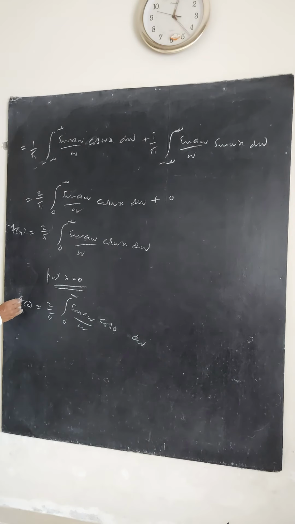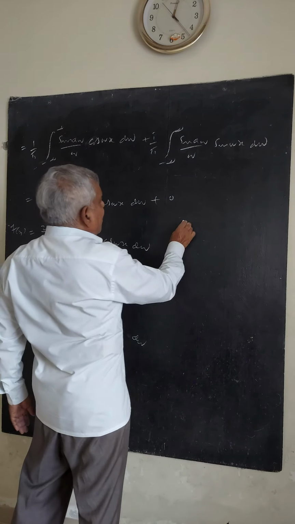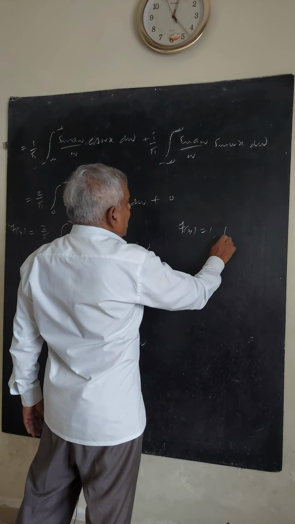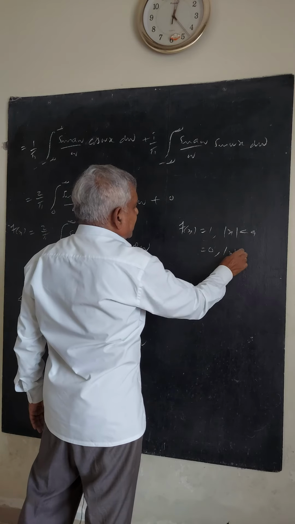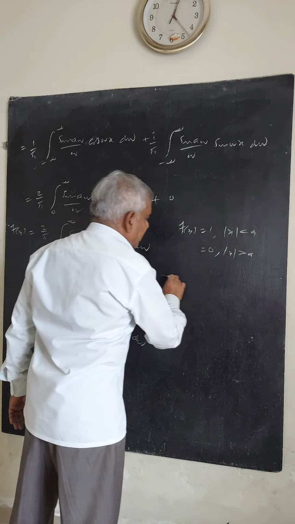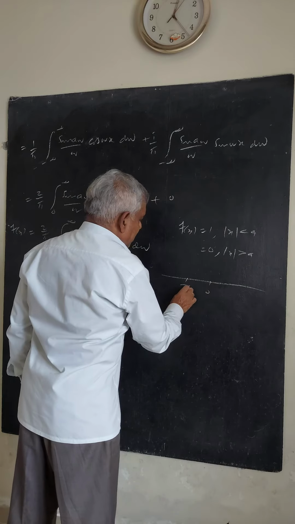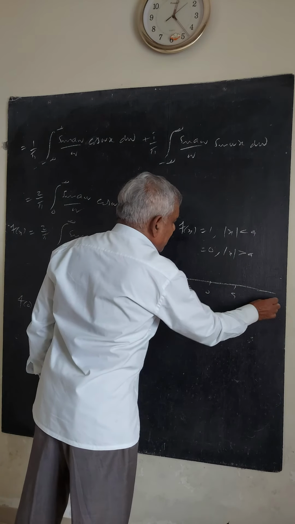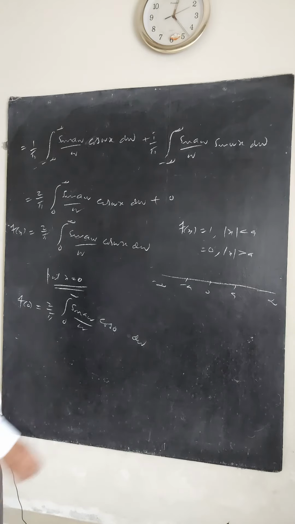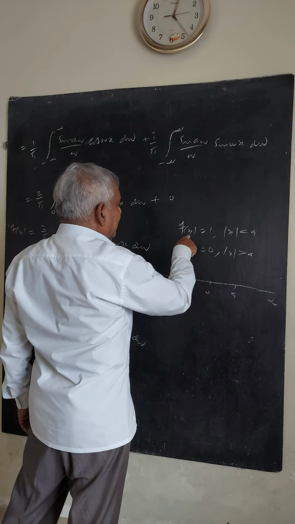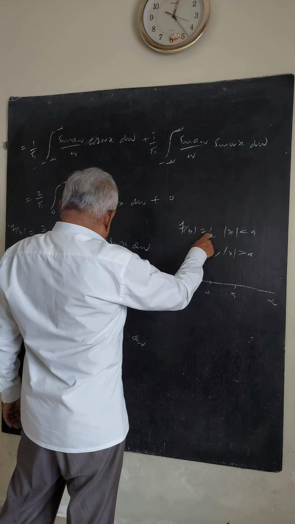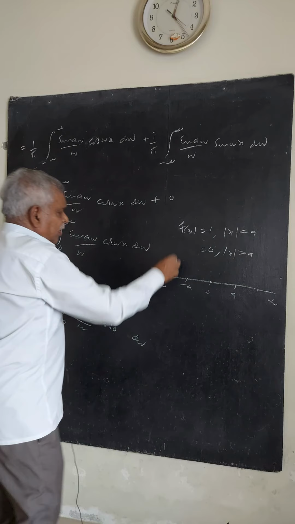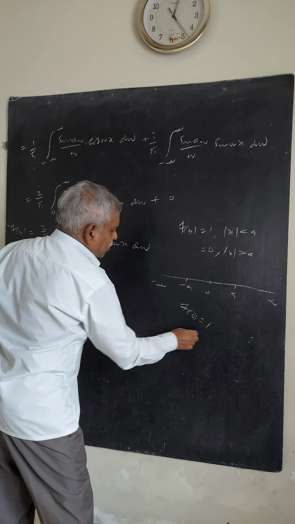Let us find f of 0. We go to the initial sum. What is f of x? It is 1 for modulus of x less than or equal to a, and 0 for modulus of x greater than a. This denotes minus a to a, and this denotes a to infinity and minus infinity to minus a. See, 0 comes in this limit. Whatever the value may be in the limit minus a to a, f of x will become 1. Therefore, 0 is also there. f of 0 equal to 1.